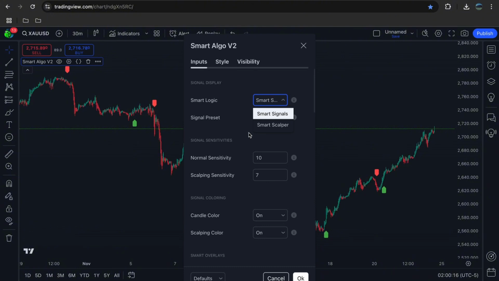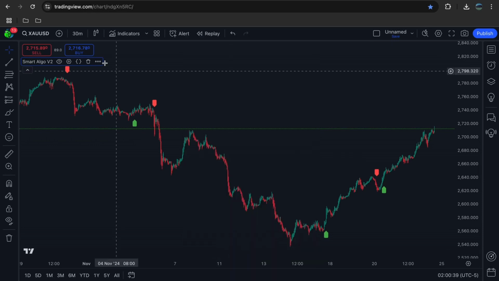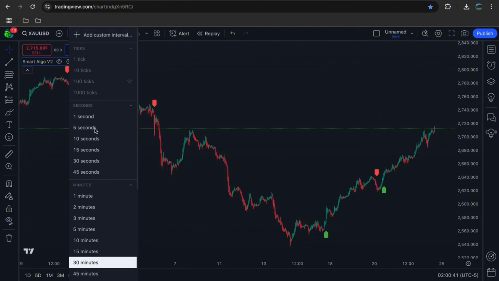This mode is straightforward and reliable. It gives you consistent buy and sell signals, which makes it ideal for trades that might last longer. It's perfect if you like a steady approach to your trading. Now, let's talk about Smart Scalper. This mode is for those who want to trade faster and take advantage of quick market movements. It's especially useful on lower time frames, like the 1-minute or 5-minute charts. Take your time getting used to these modes, and you'll find the one that fits your trading style best.